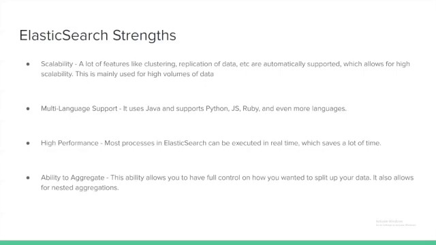The final thing is aggregation, or the ability to do it. Aggregation is basically when you have a set of data and you can put all of it, or some of it, into a certain group. Elasticsearch has made it really easy to do, and it's also extremely customizable.